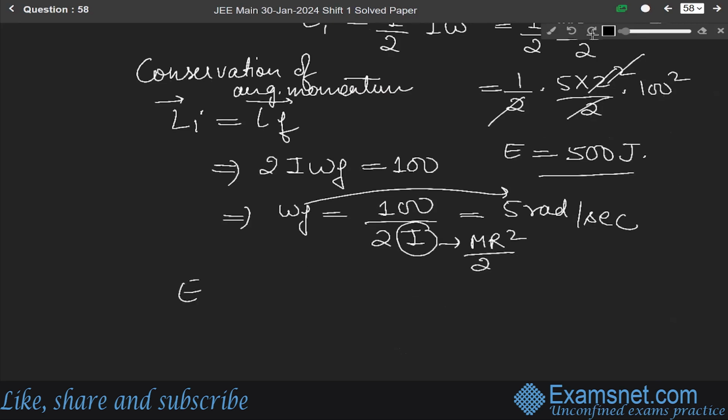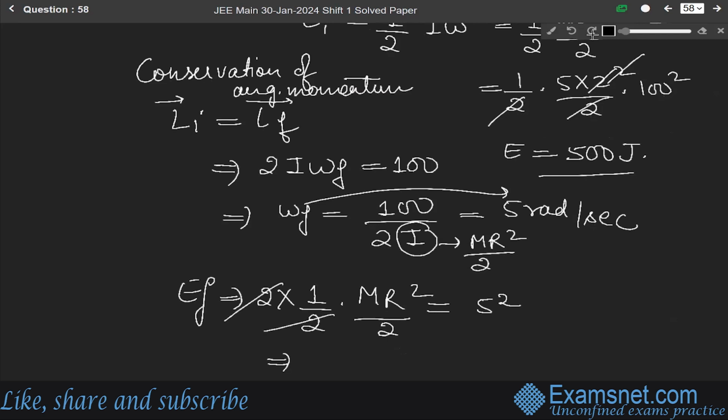Now, the final energy will be equal to 2 into half into I, meaning mr square by 2, into omega square, meaning 5 square. So solving it, we get 250 joule.